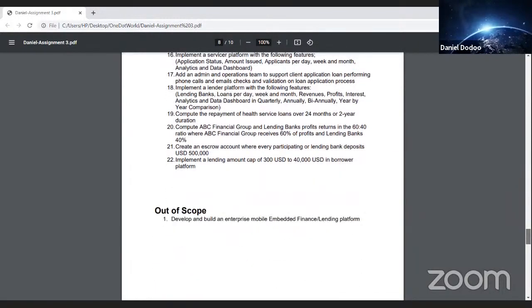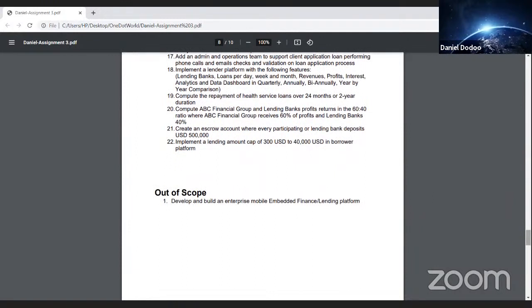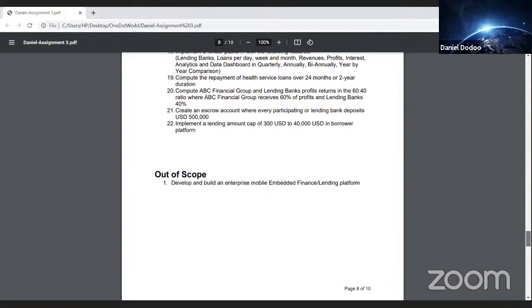So out of scope, these are features that are not going to be the core part of our functionalities, but we have also features that we are likely to have a look at. Our out of scope feature is to develop and build an enterprise, mobile, embedded, finance or lending platform. This wasn't listed as a core feature by our stakeholder, but probably in the future project planning, we can discuss the possibility of adding that.